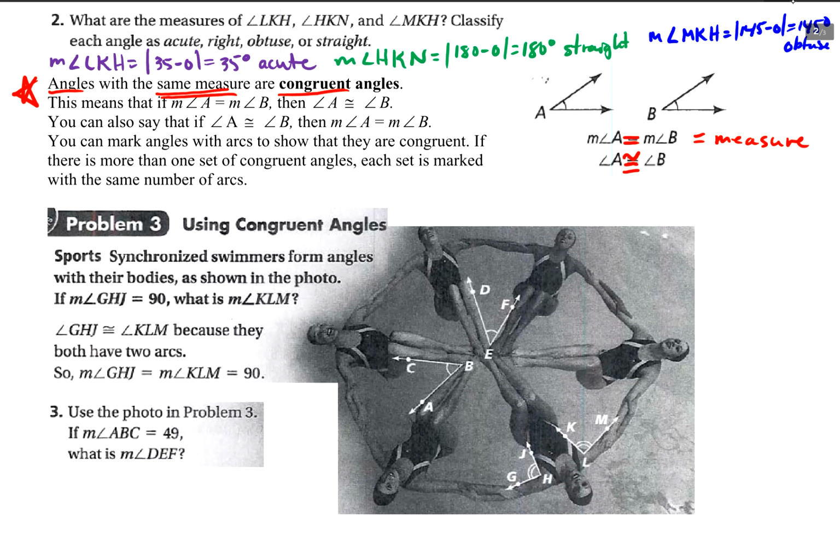And of course, we have markings for our diagrams. We mark them with the same number of arcs. So this right here tells us that those angles are congruent. Now, let's look at something like this. Okay.